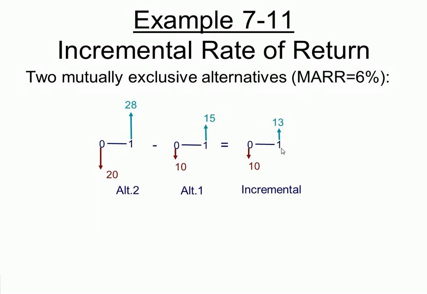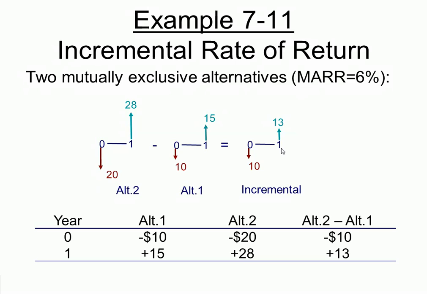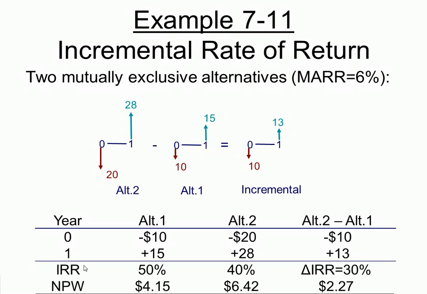So from incremental cash flows, we can set up net present worth, and so we could get the internal rate of return. We can find also internal rate of return for each of the alternatives. The internal rate of return for alternative 1 is going to be 50%, just looking at setting up the net present worth equation here. And then for alternative 2, if you set up the net present worth equation, we'll get 40%. And for incremental, we get the incremental rate of return of 30%.